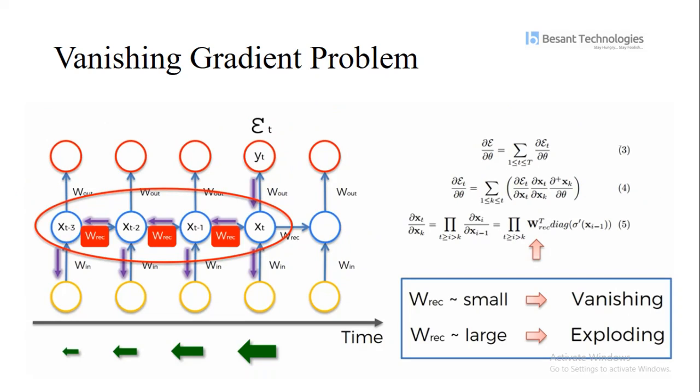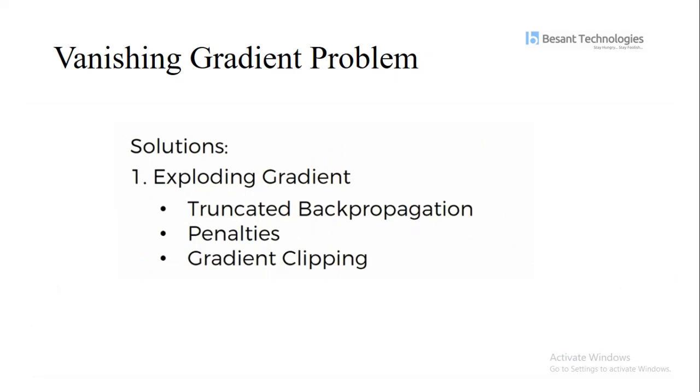The next thing is the weight W_rec, which when small causes vanishing, and when large causes exploding. Based on the time steps, that is how we calculate this. That's what our vanishing gradient problem is. So how do we fix these problems? We need to truncate our backpropagation, and we need to clip our gradients.